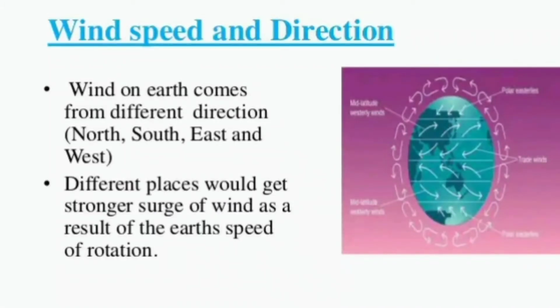Wind speed and direction are also caused by rotation. Wind on Earth comes from different directions. Different places could get stronger surges of wind as a result of the Earth's speed of rotation.